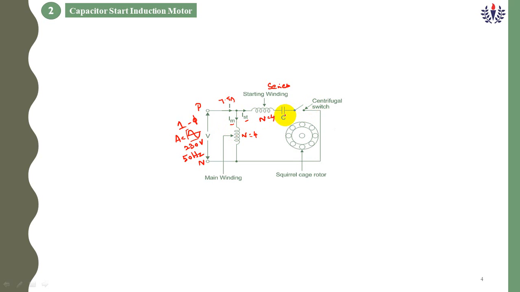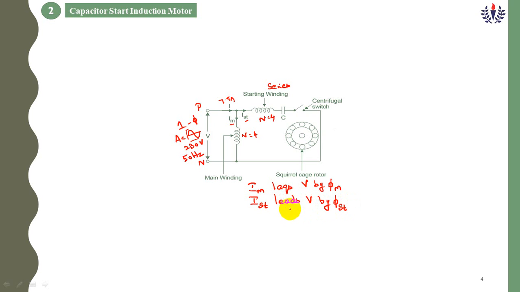Of these two currents, the current IM lags the voltage V by an angle phi m. The current flowing in the starting winding, IST, leads the voltage by phi st.